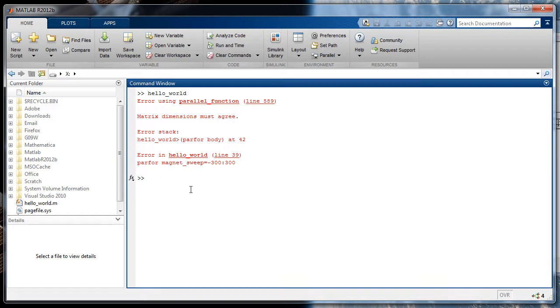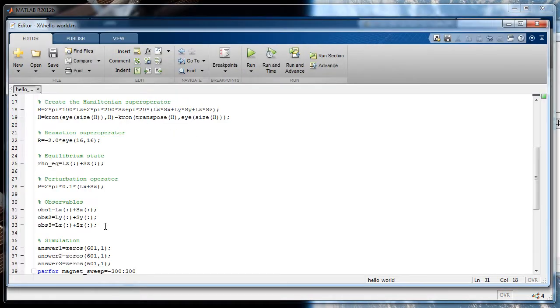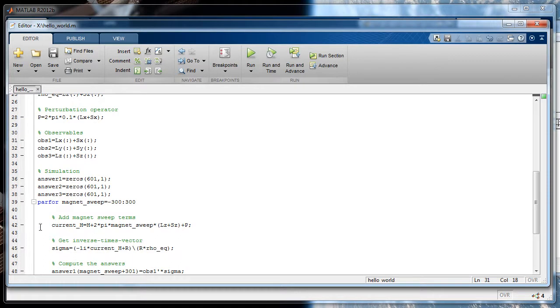Now, don't run to your supervisor, he's a busy man. Let's just read what it says. Matrix dimension must agree. Right, where was it? Parfor body 42. So going back to our text, line 42, when we were adding the Hamiltonian plus the sweep operator plus the perturbation, the dimensions didn't agree.